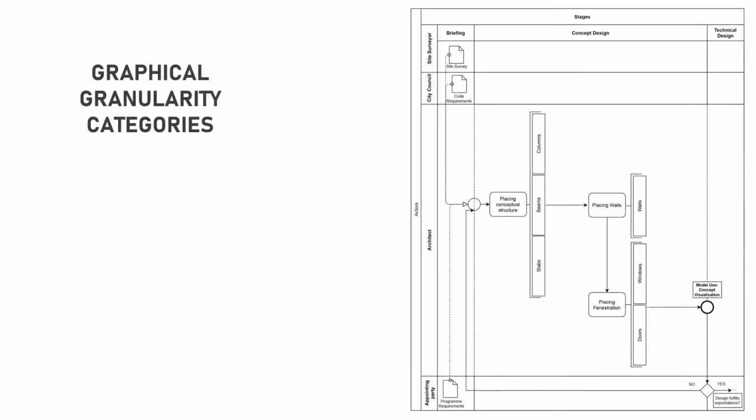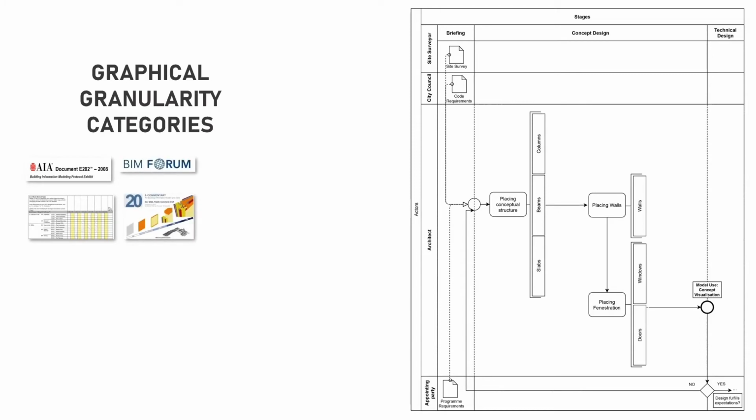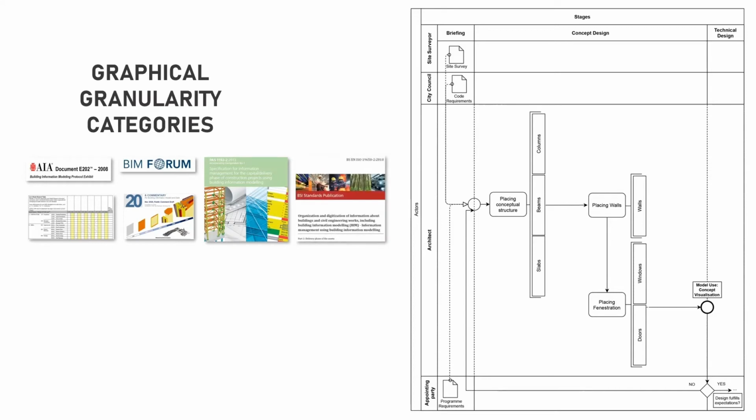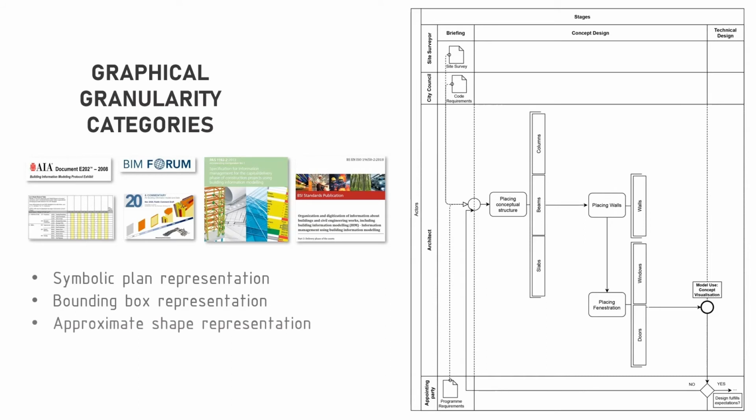Many BIM specialists are familiar with the acronym LOD. Roughly speaking, LODs are used to represent the amount of information contained in a model element. However, currently there is a number of definitions for LOD, which makes things a bit harder for BIM specialists. Reading through these definitions, I found 5 common descriptions of graphical granularity. These are symbolic plan representation, bounding box representation, approximate shape representation, fabrication shape representation, real-world representation.